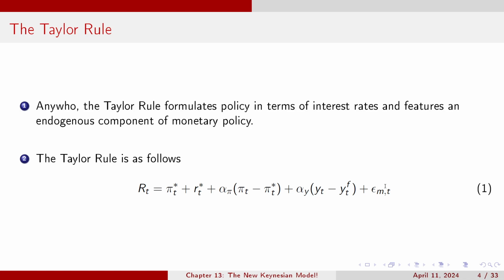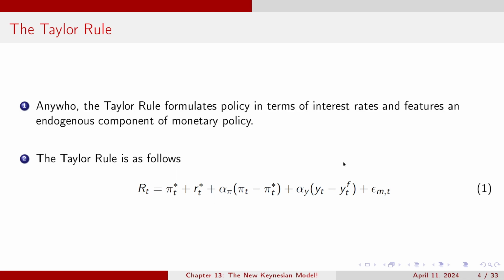Now, we also have this epsilon MT, and this is a source of monetary policy shock. So if you think about when we looked at the impulse response functions, testing out the real business cycle model, when I looked at having a monetary policy shock, this is actually the source of that monetary policy shock. It's an exogenous term that is uncorrelated with everything else here, and it serves as the source of shocks to monetary policy.